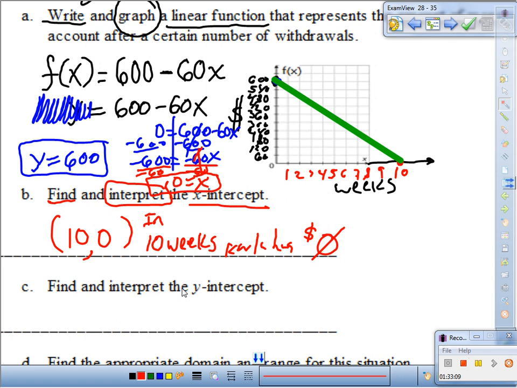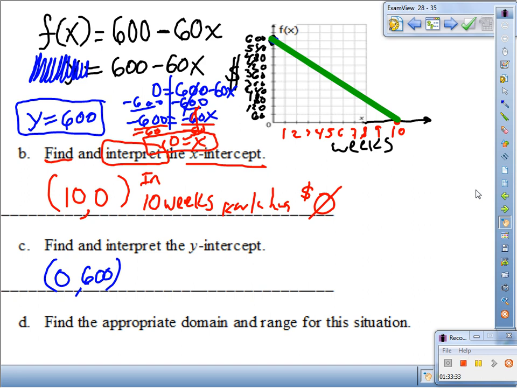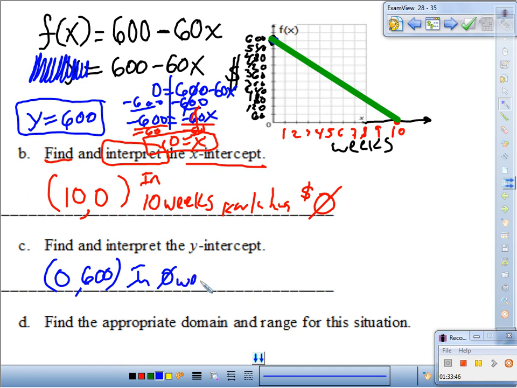Next, part C, it says find and interpret the y-intercept. Give me the y-intercept, please, Alexa. 0, 600. That is correct. Interpret that. Pass someone, Alexa. Marco. In 0 weeks, Carla has 600 buckaroonies. That is correct.